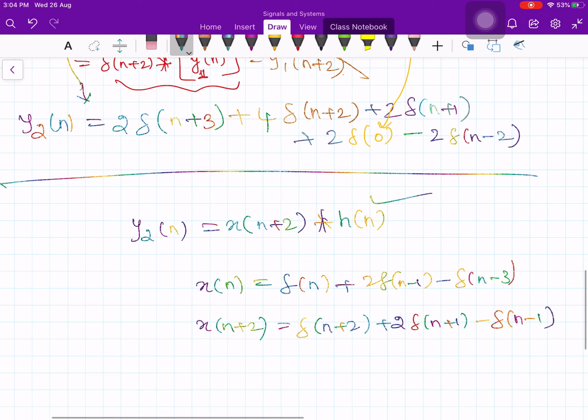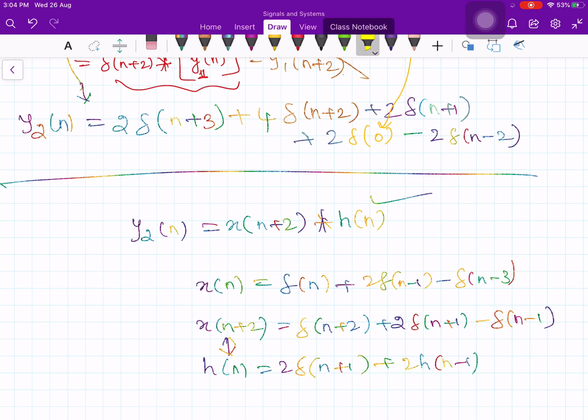What is h of n? 2 times del of n plus 1 plus 2 times del of n minus 1. Convolve these two guys, this and that, term by term you can convolve. Then also you will get the same answer, this one, same answer you will get back.